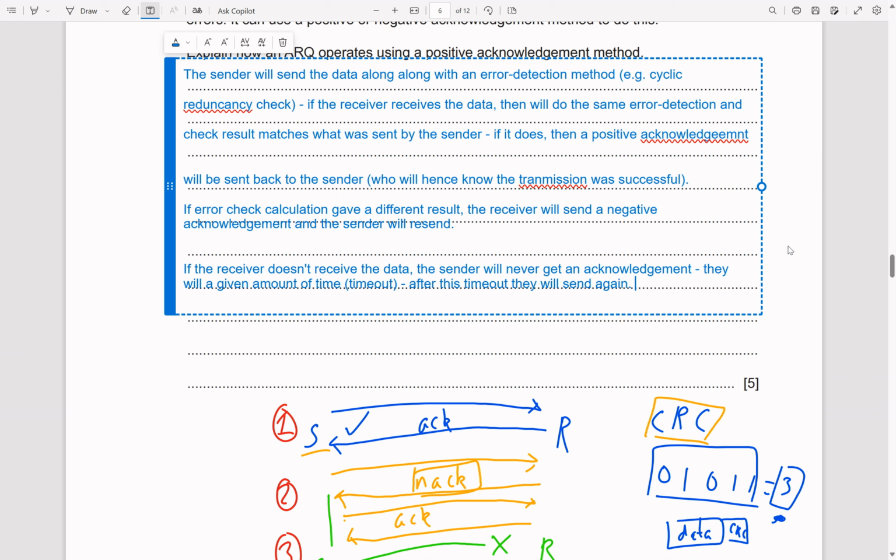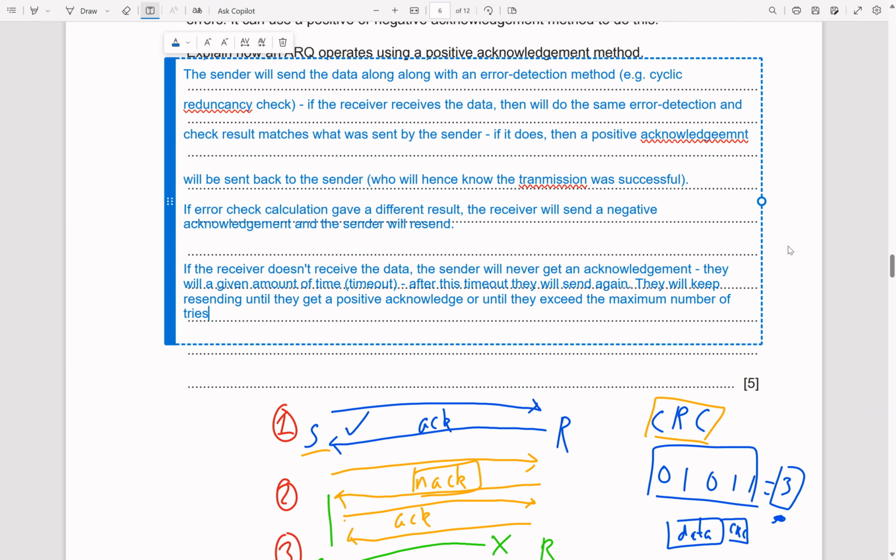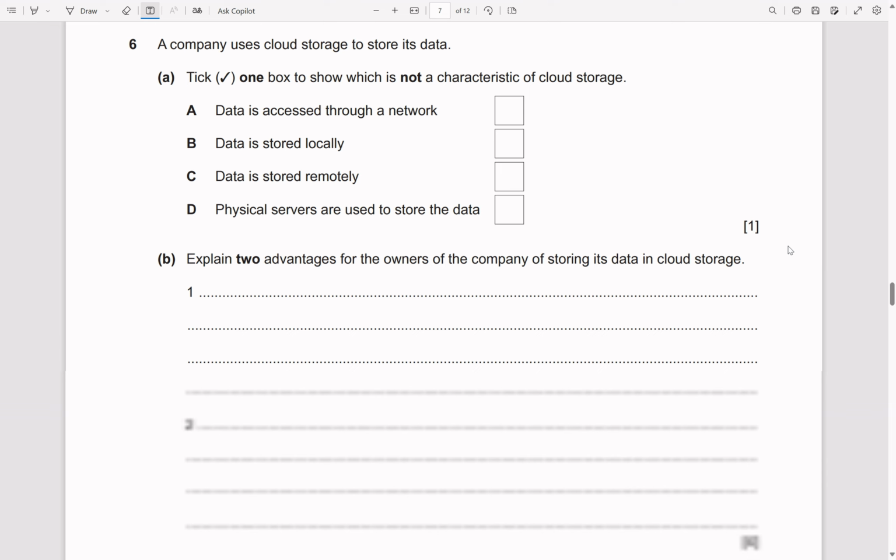And then we can say if they still don't get a positive acknowledgement, they will keep resending until they get a positive acknowledgement, or until they exceed the maximum number of tries. So I think that should be okay.